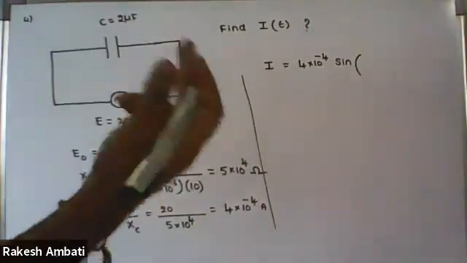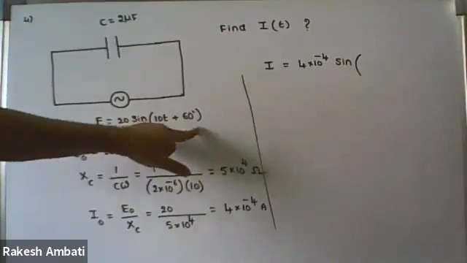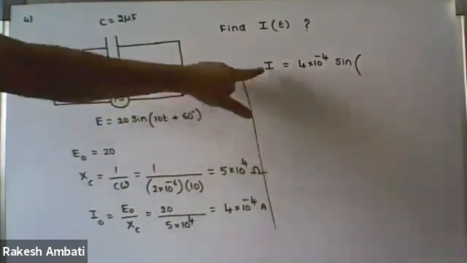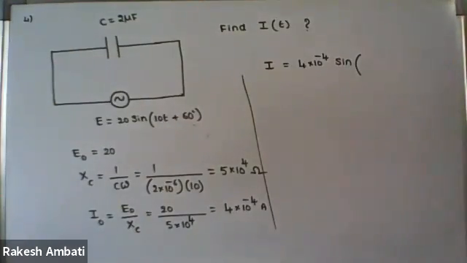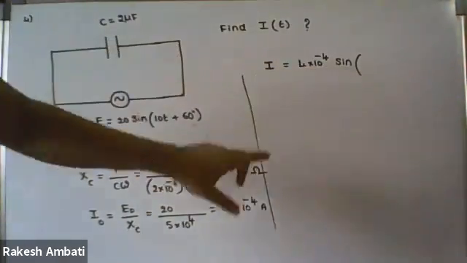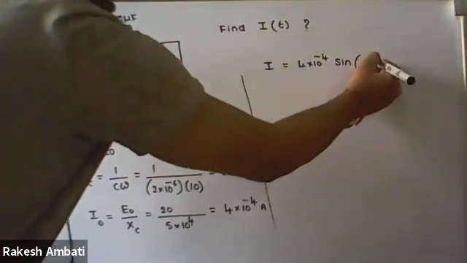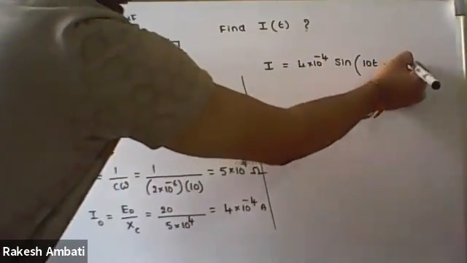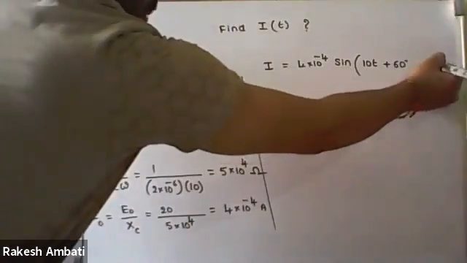Please try to recall, in the case of a capacitive circuit, with respect to EMF, does the current lead or lag? It leads, by what angle? Pi by 2. So with respect to EMF, I equals I naught, and we already have the I naught value, times sine of 10t plus 60 degrees. With respect to EMF, current leads by pi by 2.